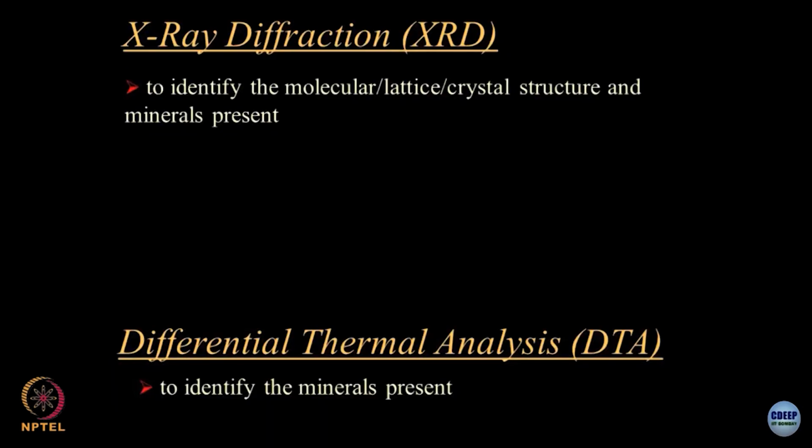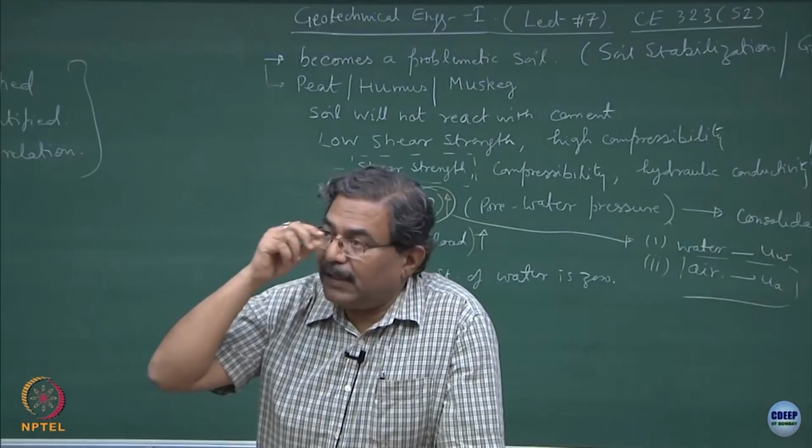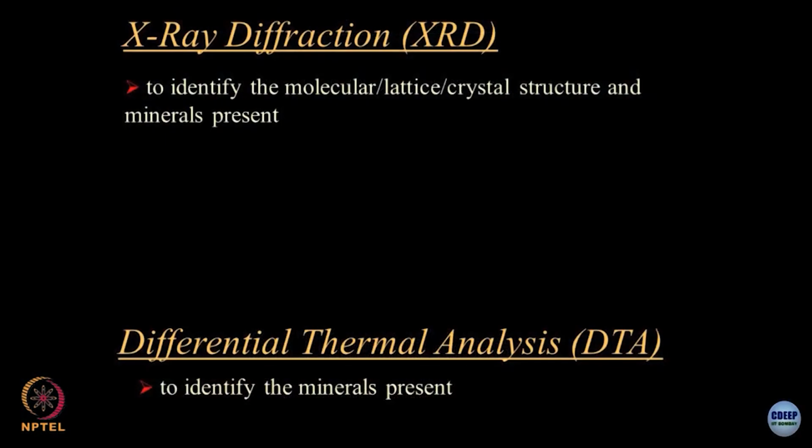Then comes the X-ray diffraction, because you must have noticed that most of the minerals have an elemental composition and they are oxides mostly, SiO2, Al2O3 and so on. So, the question is, how are you going to find out the oxide composition of the soils? So, this is what is done with the help of X-ray diffractometers. We call them X-ray diffraction analysis, XRD analysis.